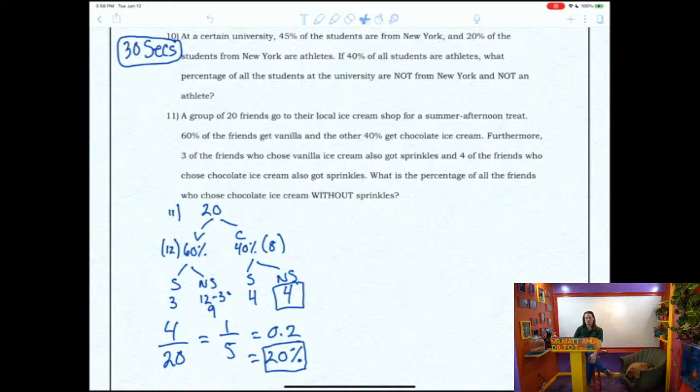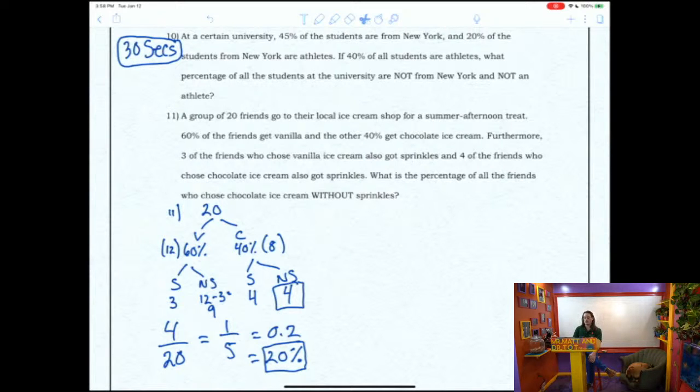If I know that there is a total of 12 friends who chose vanilla, then 12 minus 3, or 9 friends, must have chosen vanilla with no sprinkles. Similarly, if they tell us that 4 of the friends who chose chocolate also chose sprinkles, and there are 8 total friends who chose chocolate, 8 minus 4 gives us 4 friends who have chocolate with no sprinkles. So what percent of all the friends chose chocolate and no sprinkles?